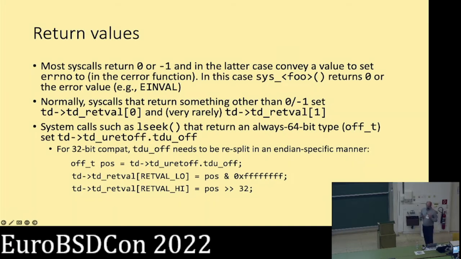So normally functions that set something other than zero or one will instead set this thread-specific retval number. And very rarely they'll set a second one. The reason for the second value is there are some historic system calls, for instance, the pipe system call, which returns two file descriptors. And also, that's used for 32-bit programs or 32-bit interfaces where you need to return a 64-bit value. So it's chopped up into pieces and returned.